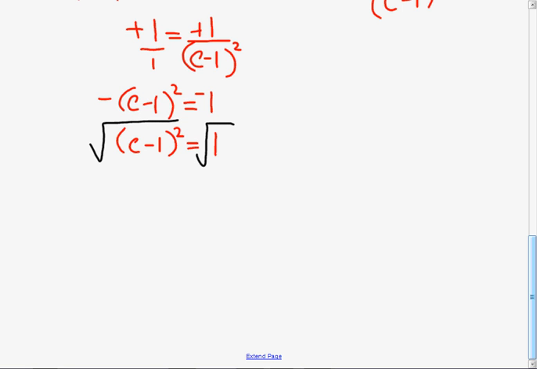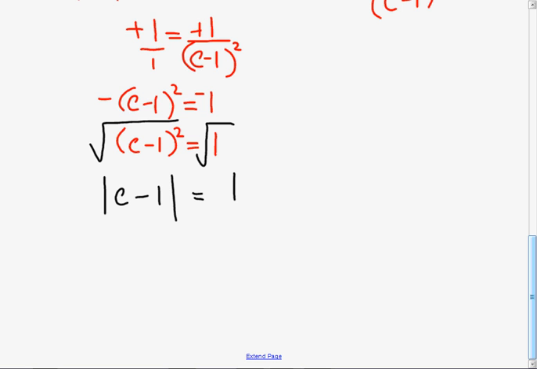And what's the square root of 1? 1. What's the square root of C minus 1 squared? No, it isn't. It's absolute value of C minus 1, because square roots have to always be positive. What if C is 0? If you say it's C minus 1 and C is 0, you're going to get a negative number. Square roots are always positive. You must always put them into absolute value.